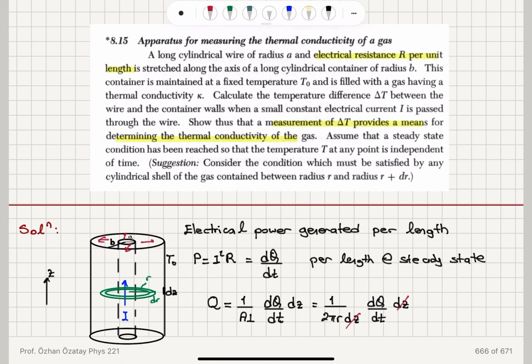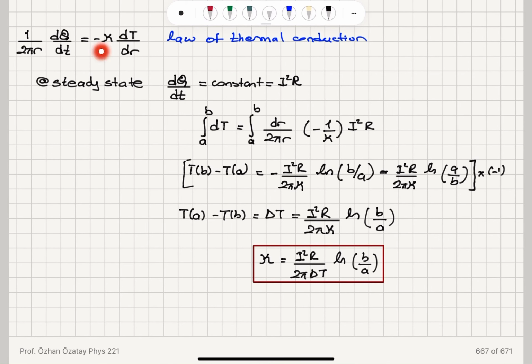And the heat flux is the heat flowing radially outward. It's 1 over the perpendicular area, which at a radial distance r is 2 pi r times dz. That would be the area it sees. dQ/dt is per unit length, so multiplied by the length gives me the heat. So this dQ multiplied by dz gives me the heat flowing radially outward per area per time. That gives me the heat flux. So 1 over 2 pi r dz, dQ/dt dz, the dz's will cancel, and this heat flux is minus kappa dT/dr according to the law of thermal conduction.